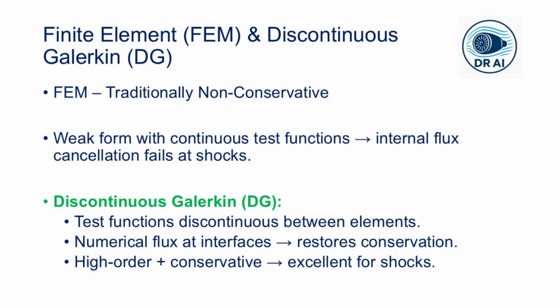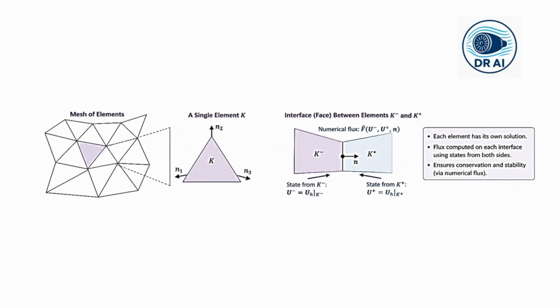That said, modern techniques like discontinuous Galerkin, which is often abbreviated as the DG method, have been developed specifically to restore conservation. In the DG method, you allow the solution to be discontinuous between the elements, and you enforce a numerical flux at the interfaces, exactly like the finite volume method. DG methods are now very popular for high order simulations of shocks and turbulence because they combine the accuracy of FEM with the conservation of FVM.